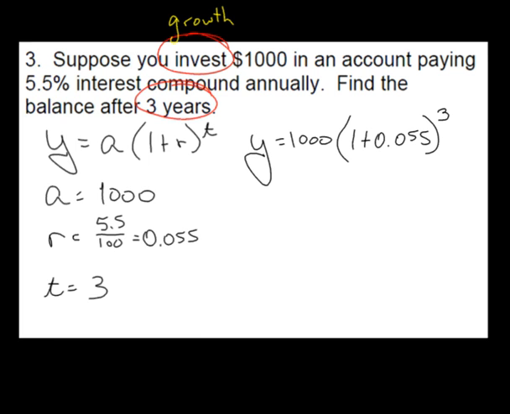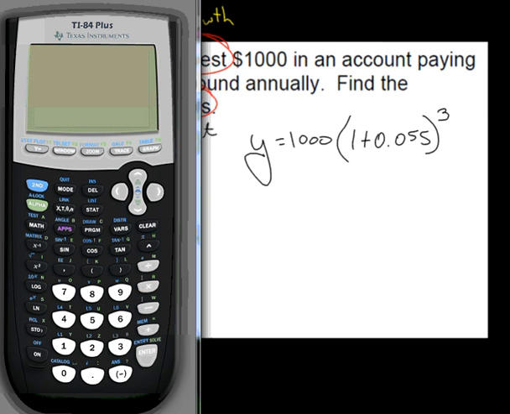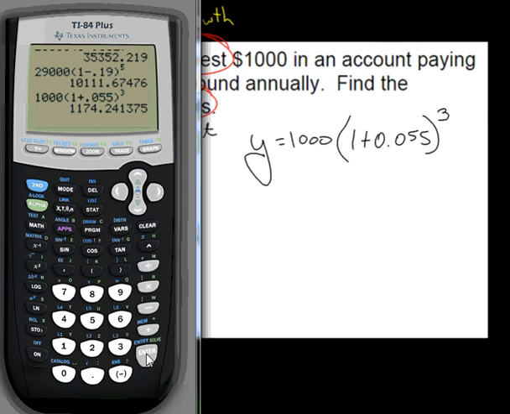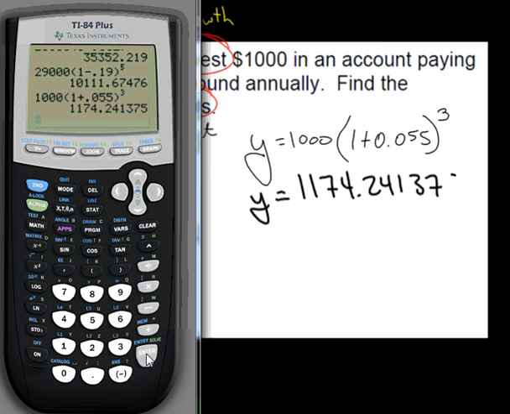So now we get our handy-dandy calculator to help us out. Figure out how much money do we have in the bank now. Well, I turn on the calculator. So I type in 1,000, parentheses, 1 plus 0.055, exponent of 3, and I hit enter, and it says y equals 1174.241375. And again, we are dealing with money.